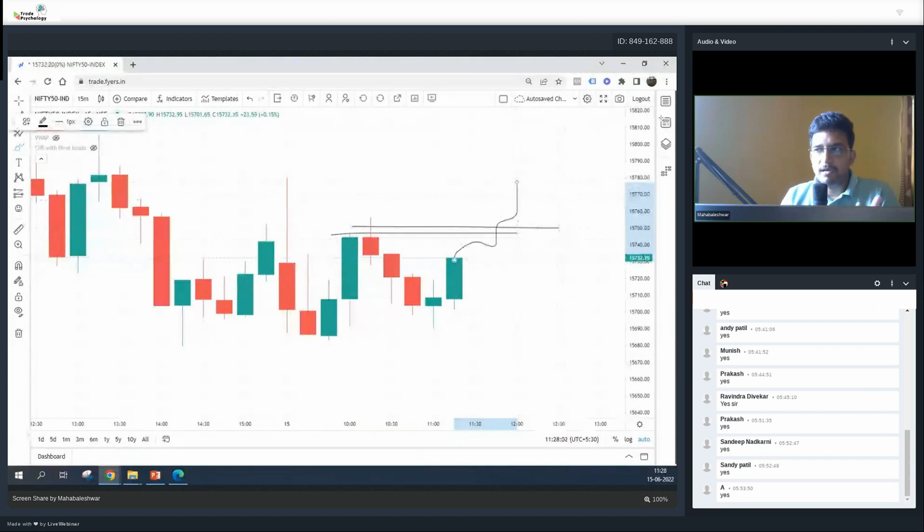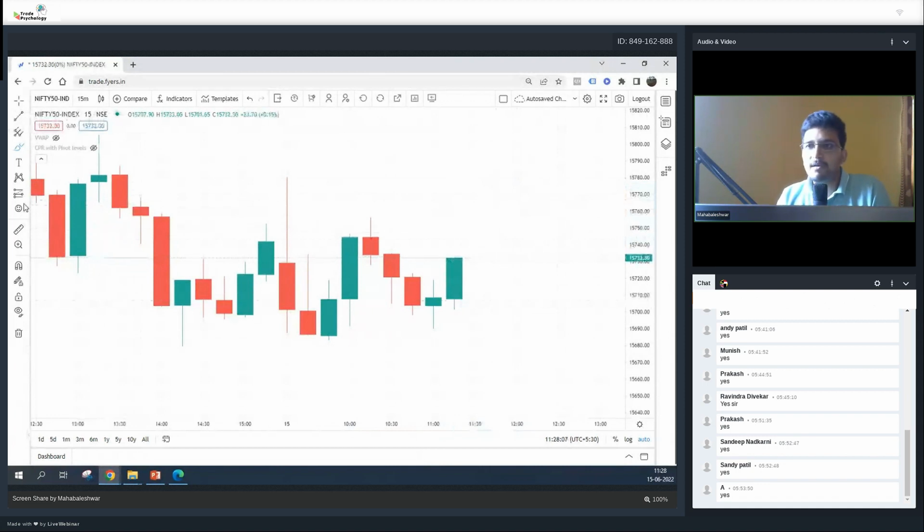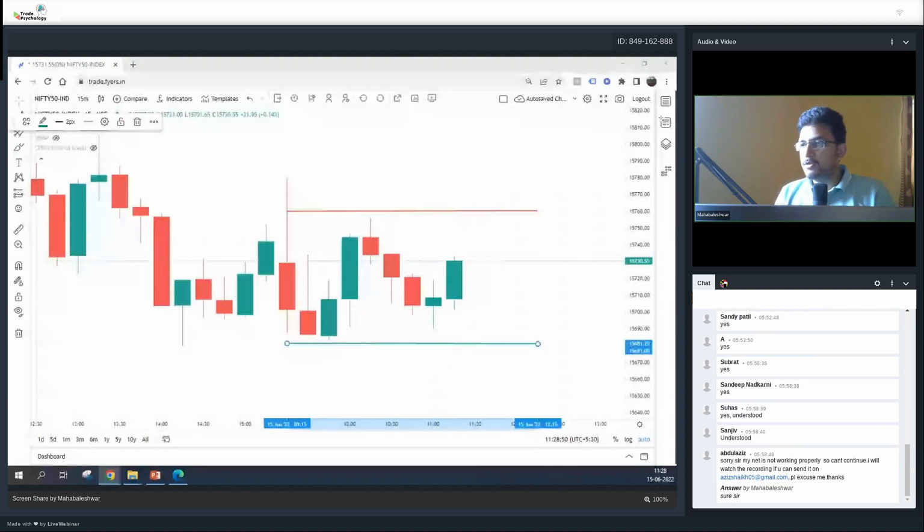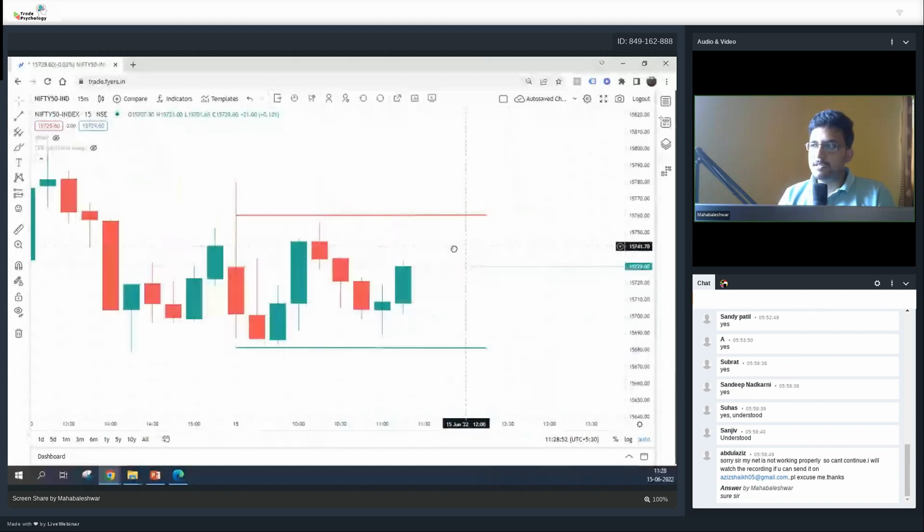How many of you are able to get this? Please do type yes. I just want your feedback to understand how many of you are able to follow me with respect to candlesticks, and I'll plot the levels for you so that it will be easy for you to analyze. So this is how we actually plot the support and resistance.